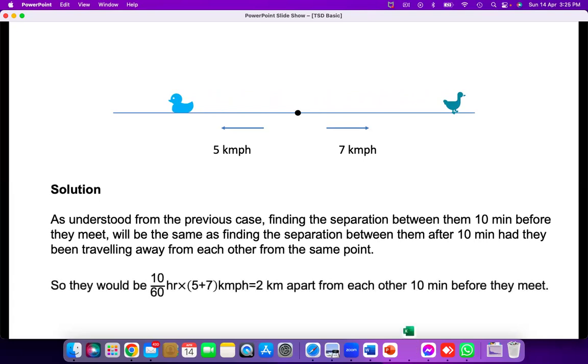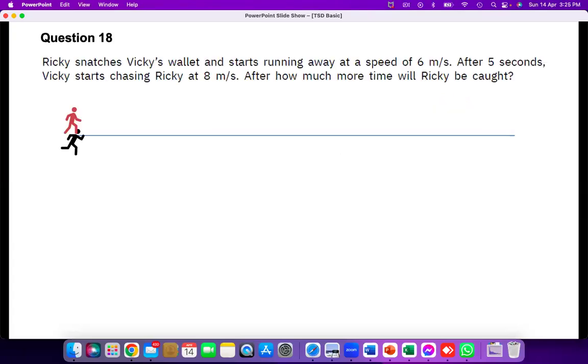10 minutes before, the calculation would be 10 by 60. Convert that into hours, and multiply by their relative speed, 5 plus 7, since they are moving opposite. Basically, that is how much gap is created between them.